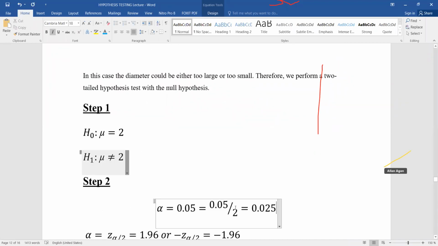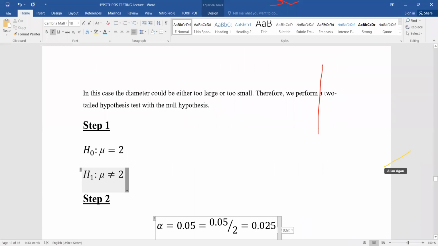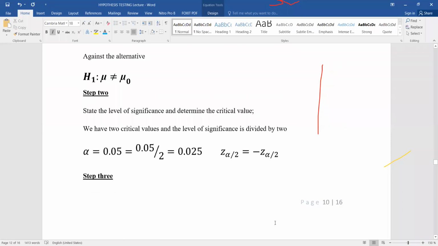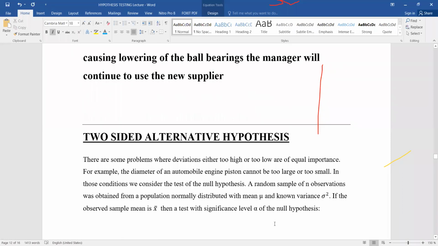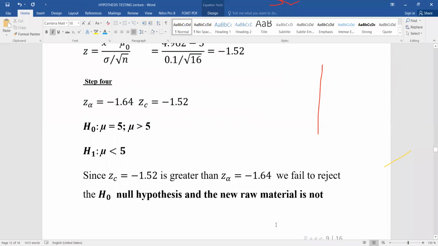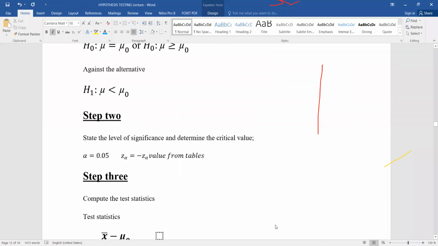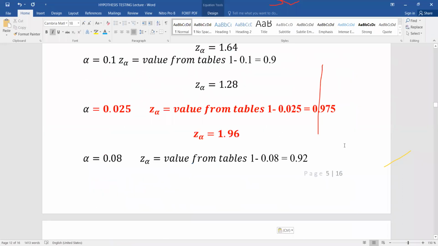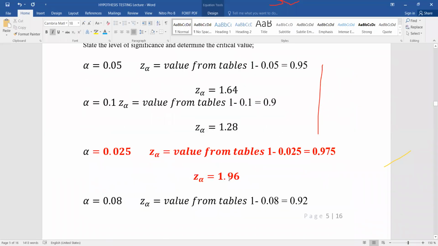So you divide it by 2, and you'll get 0.025. We got that value from the tables when we were looking for other values, and that value was 1.96.